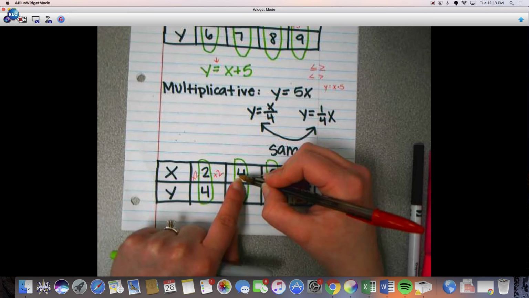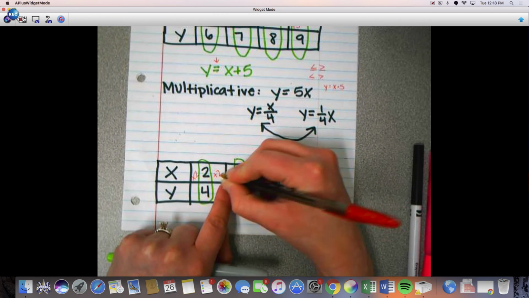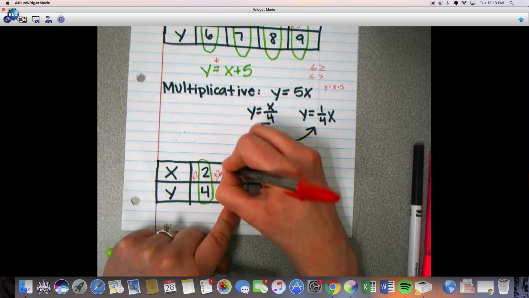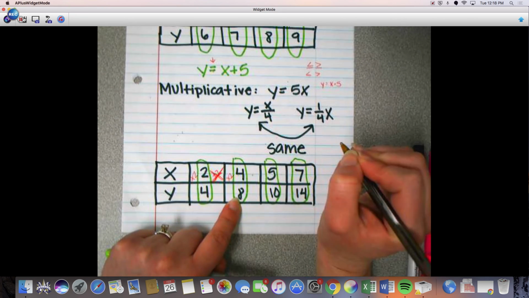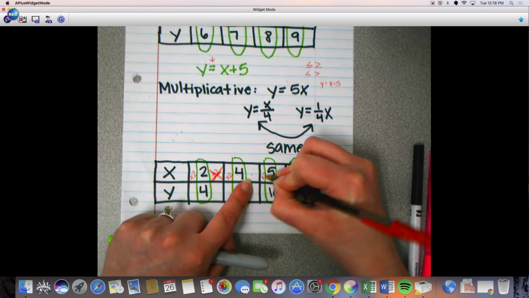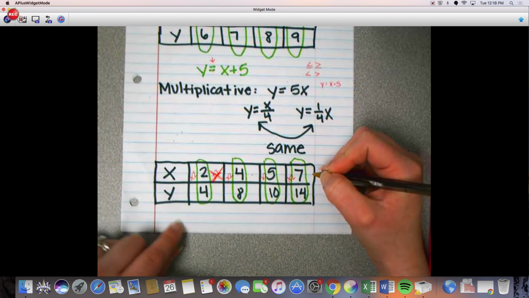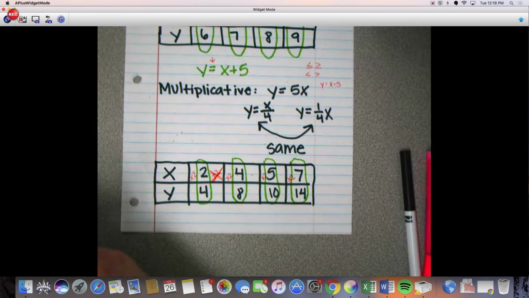Well, what is 4 times 2? 8. That would work. What is 4 plus 2? That would not work. So I'm going to cross that one out. So far, times 2 works for all of them. What is 5 times 2? What is 7 times 2? So does that work? So we need to write it down.